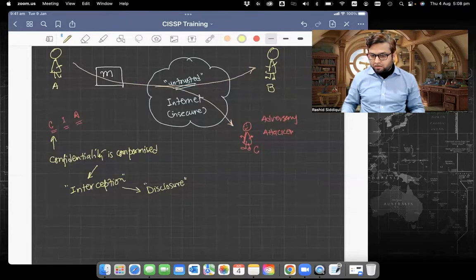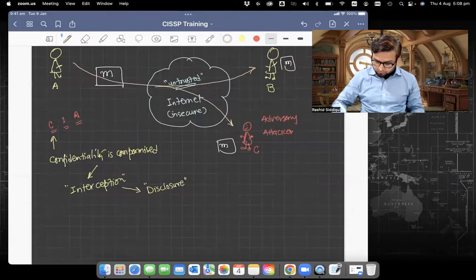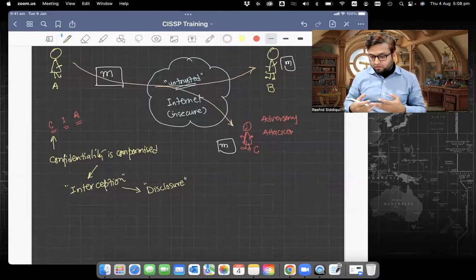So A actually sent a message to B. It was supposed to be with B, and it actually reaches B. I'm not saying that it has not reached B. M has reached here, but M has also reached C. Now, C is not the intended recipient of this message. So this reception of the message by C is called interception. C has intercepted the message. With this interception, disclosure has happened.